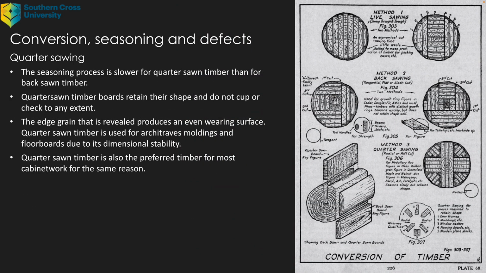The seasoning process for quarter sawn timber is slower than for back sawn timber. Quarter sawn timber boards retain their shape and do not cup or check to any extent. The edge grain that is revealed produces an even wearing surface. Quarter sawn timber is used for architraves, mouldings and floorboards due to its dimensional stability. But more importantly, and probably where a lot more of the value is, quarter sawn timber is also the preferred timber for most cabinet work for the same reason. It's very stable.